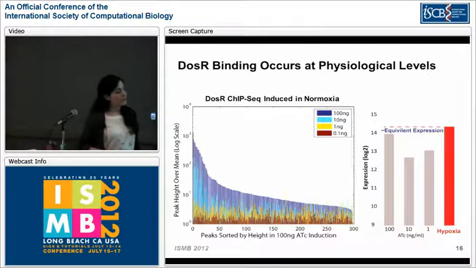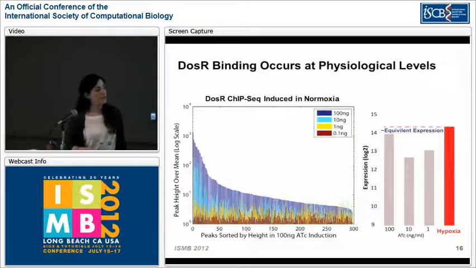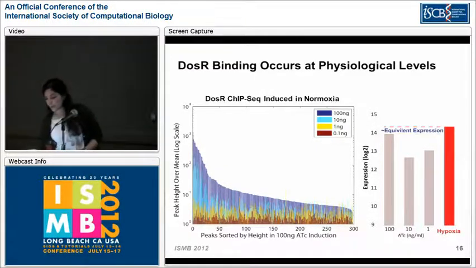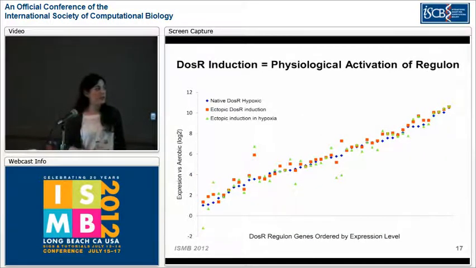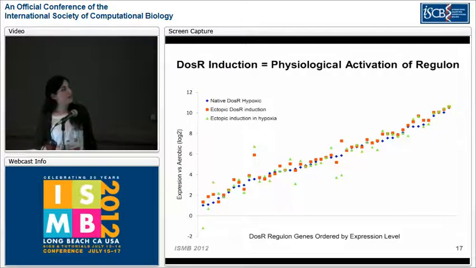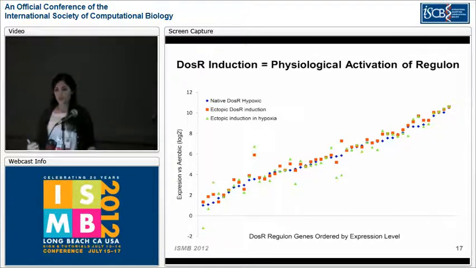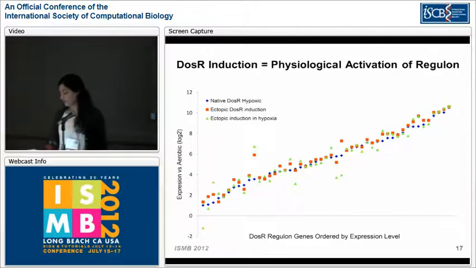We also compared the actual expression level of DOSR in each of these induction levels to its expression level in hypoxia as its physiological stimulus. And you can see that the levels are very much comparable. But more than that, for the DOSR regulon genes themselves, the expressions of the genes with our system, shown in red squares, are very much comparable to their expression values in hypoxia, using both our system in green and with the native promoter shown in blue. So this together shows that, at least for DOSR, all these additional new peaks are physiological.